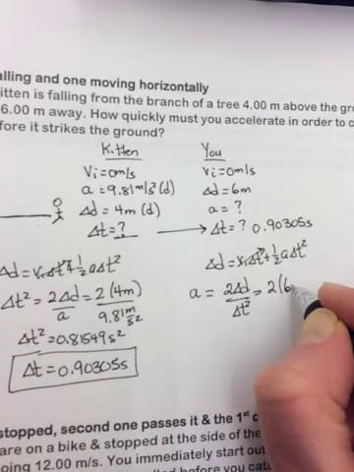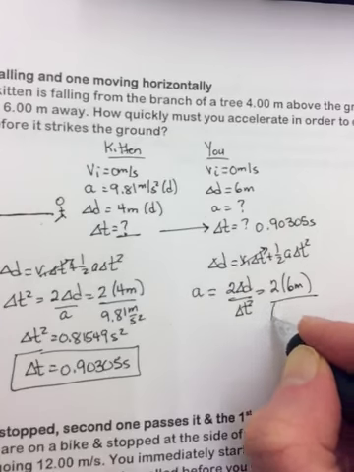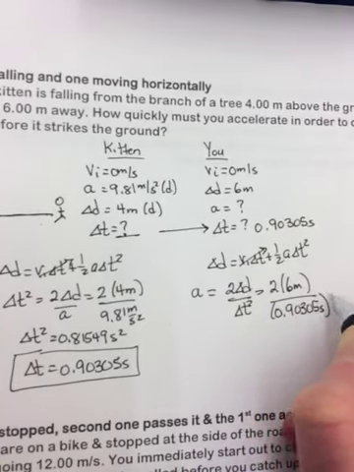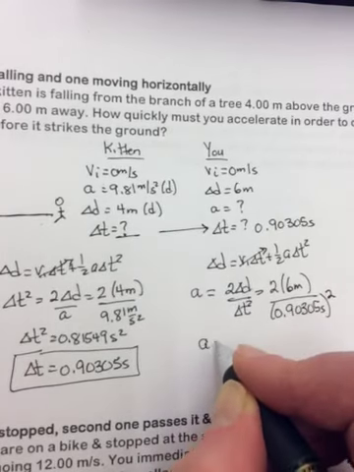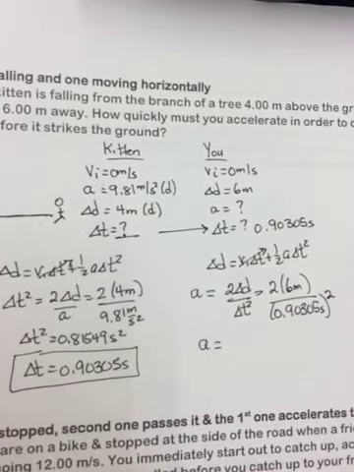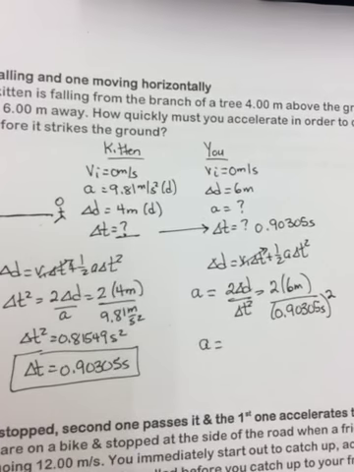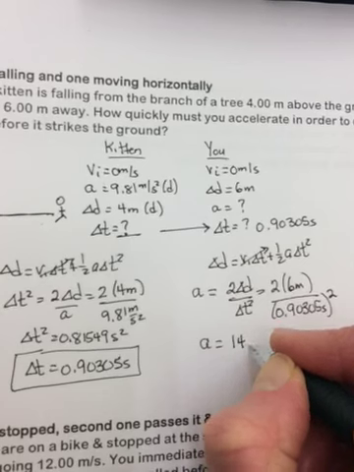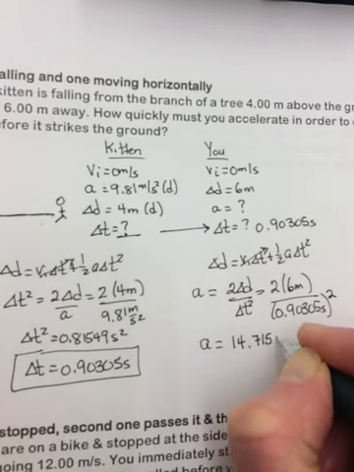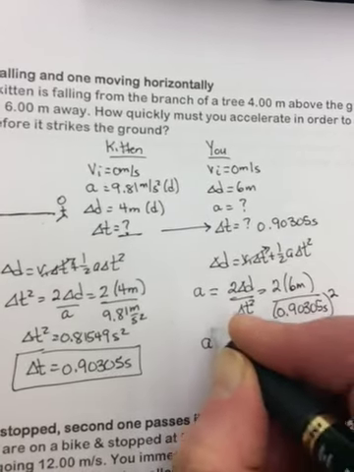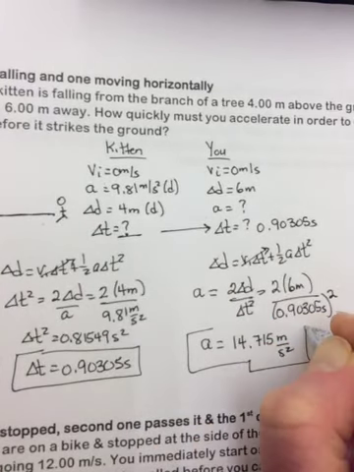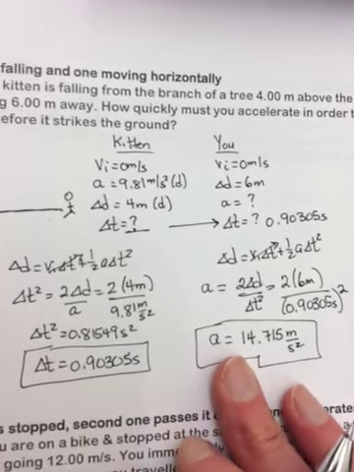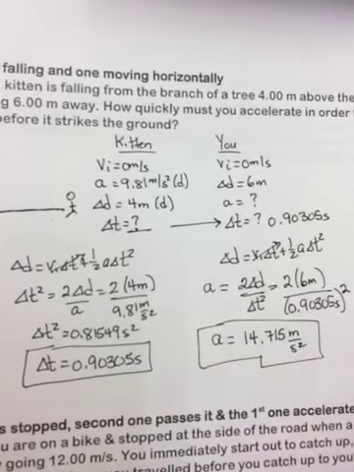Your D is 6 meters, and your time is 0.90305 seconds. Don't forget to square it. Okay? So then punch it in your calculator, and you should get 14.715 meters per second squared. That's a pretty decent acceleration for a person. They wouldn't be able to keep it at that high very long, but to see a kitty fall out of a tree, you could probably do that.